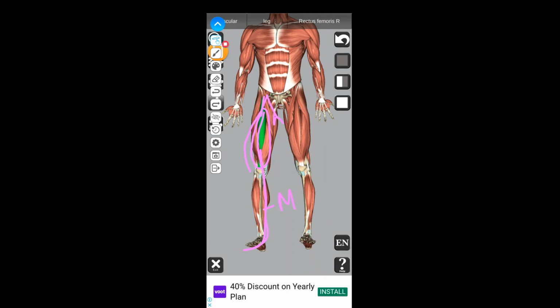Now we will see this. It will give to joints also. The anterior division is ending here only. So which joint is here? Hip joint. So it will take care of your hip joint. Your posterior division is coming down, so it will take care of your knee joint.